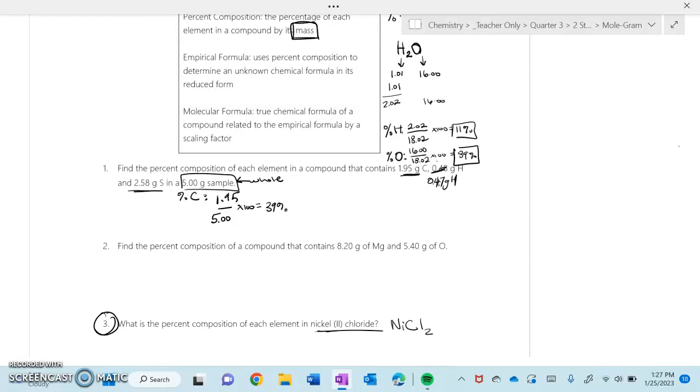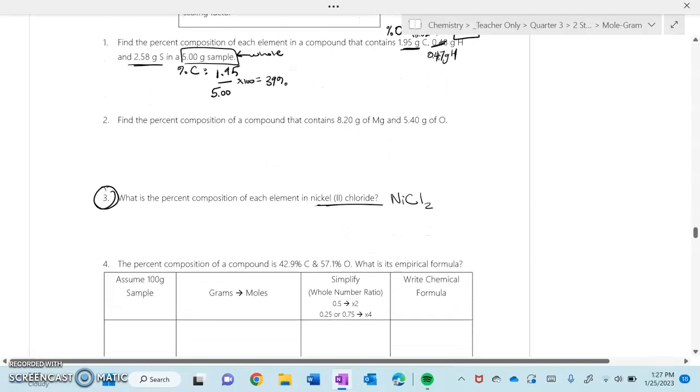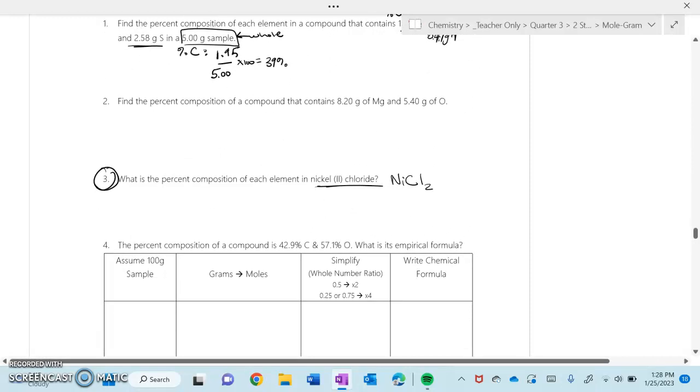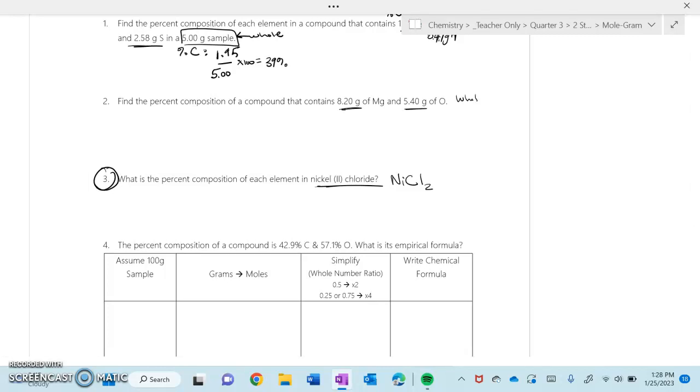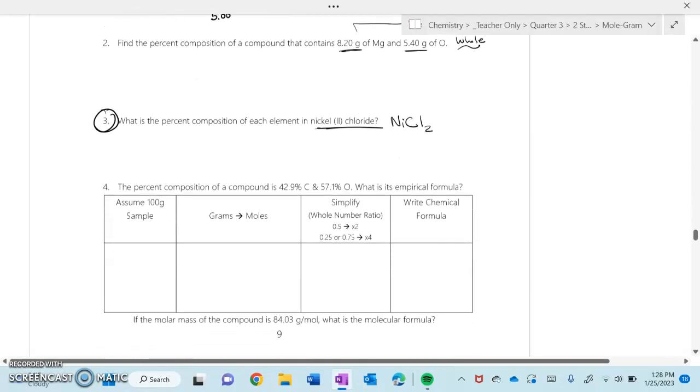So you do hydrogen and sulfur, same thing, part over whole. And then number 2, same idea. This is part magnesium and part oxygen. So you need to actually calculate what the whole is for the compound by finding their sum. So that's pretty easy. Again, part over whole, you'll have 2 percentages for number 2.